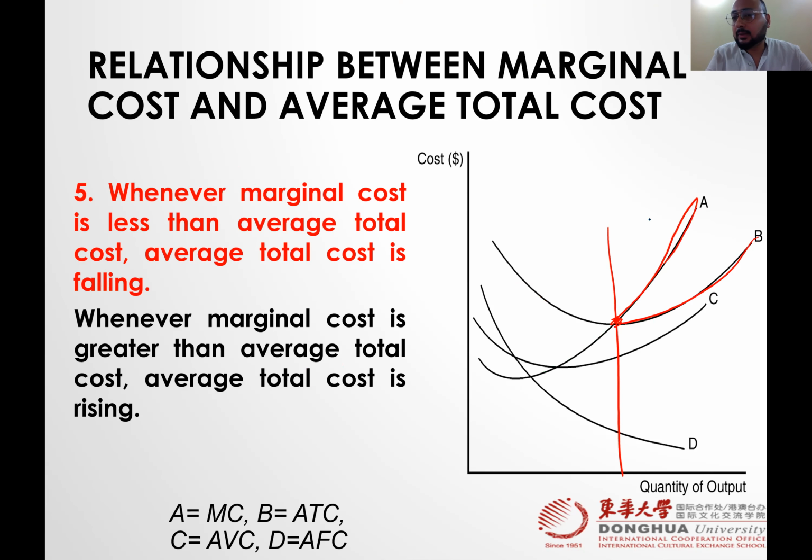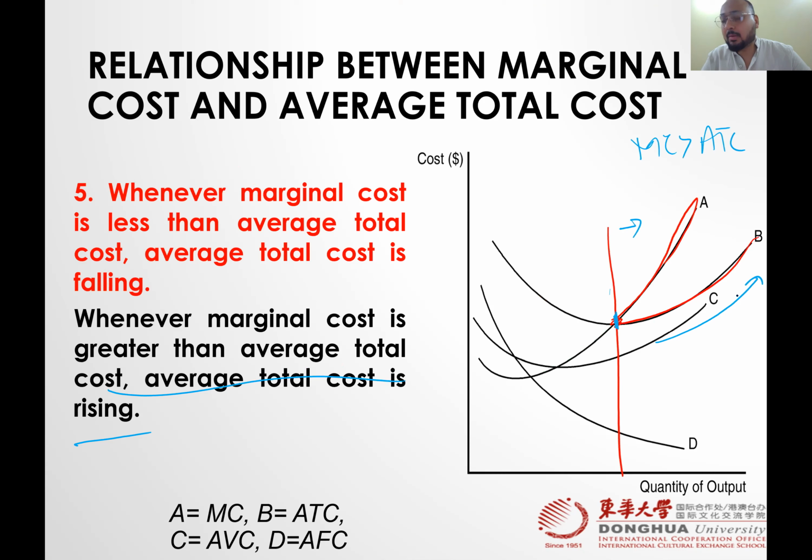So in this area, the right hand side after the intersection here, MC is greater than ATC. So what's going on here? The average total cost curve is rising. See here, it's rising. So what is the tagline here?